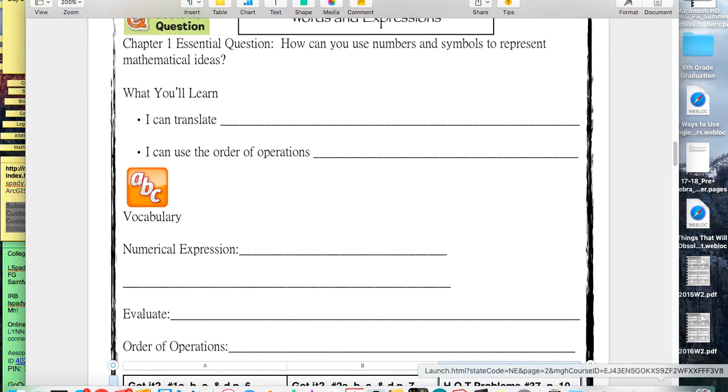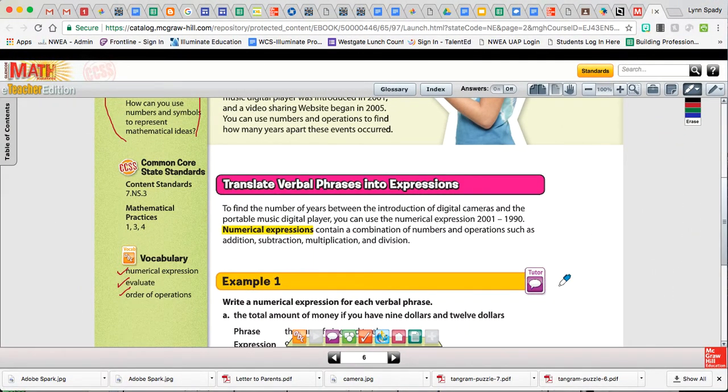Going back to the textbook, let's take a look at, first of all, the definition of numerical expression. A numerical expression contains a combination of numbers and operations, and those operations are addition, subtraction, multiplication, and division.